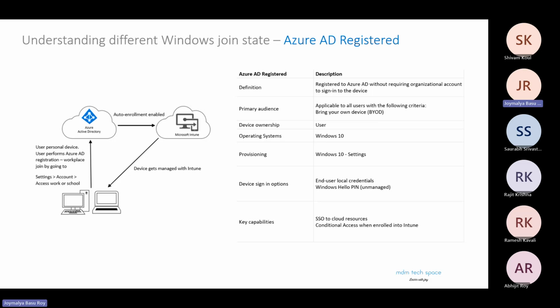End user device signing is with the local credentials of the end user. We are not using the work account credential to do the Windows signing. Now the capabilities it provides is that it gives you SSO to your corporate resources, and since the device is evaluated for compliance, it can also get you through conditional access. So this is how an Azure AD registered device looks like.